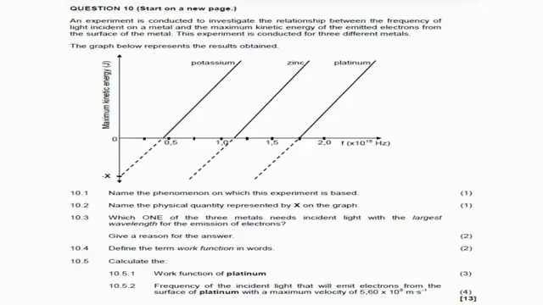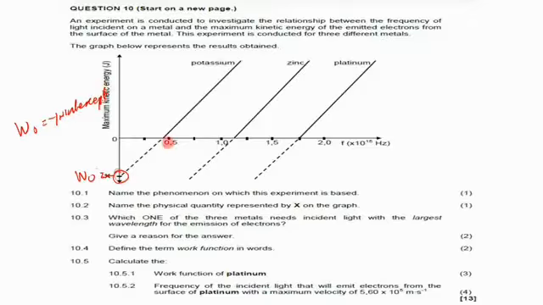Then 10.2 says name the physical quantity represented by X on the graph. Now you will note that whenever we are given a maximum kinetic energy versus frequency graph, what we have here on the y-intercept represents what we know as the work function. This is the minimum energy needed in order to emit electrons from a metal surface. So this is the work function. Always note that the y-intercept will represent the work function.